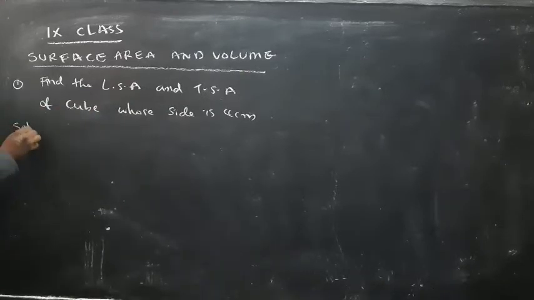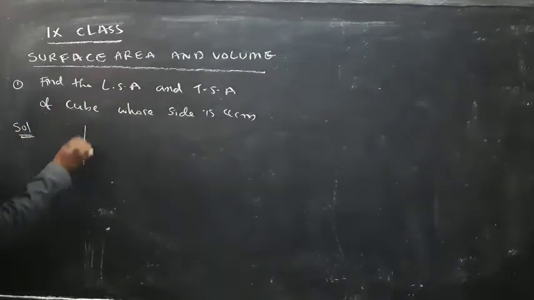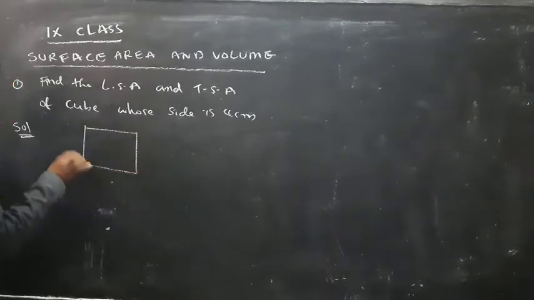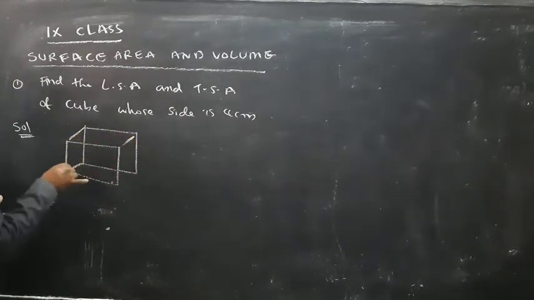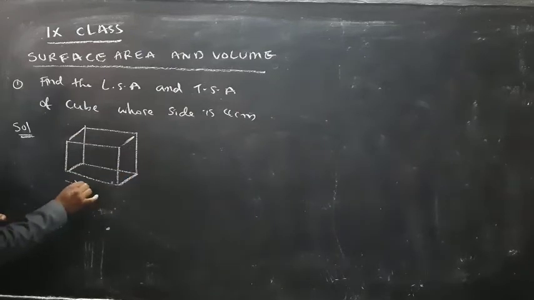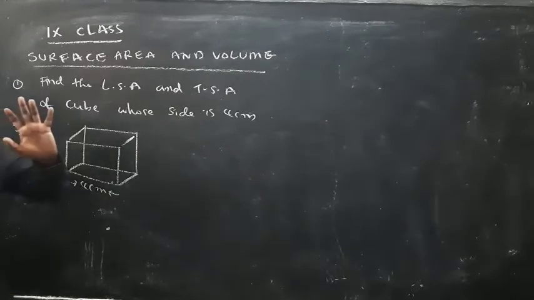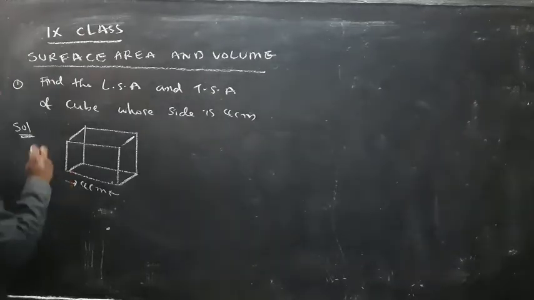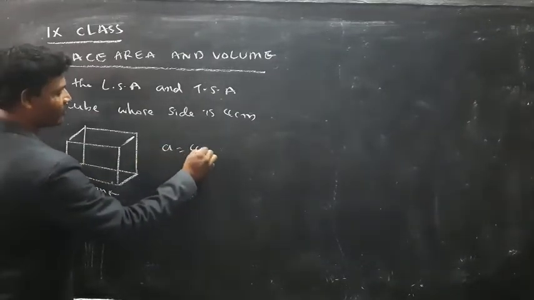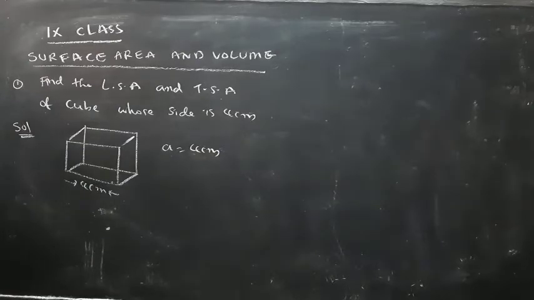Now, solution. So here is one cube. The side of the cube is 4 centimeters. Yesterday I explained that in a cube, length, breadth and height are all three equal. Here I am taking that side a is equal to 4 centimeters. Now I need the LSA and TSA.